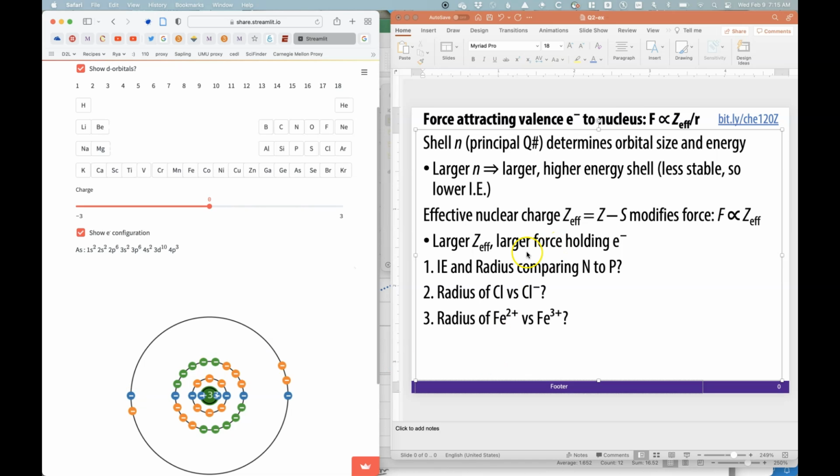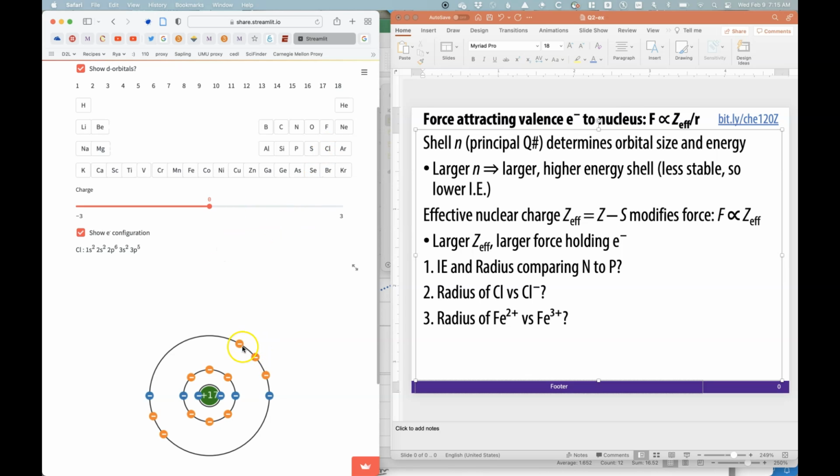For 2 and 3, comparing the radius of these different ions, we can do that using this little charge visualizer. So I'll go to chlorine. Chlorine has these 7 valence electrons, 3s2, 3p5. If I make its charge -1, I'm going to add an 8th electron, and you can see as you add that electron, the whole atom has to expand a little bit to accommodate it.